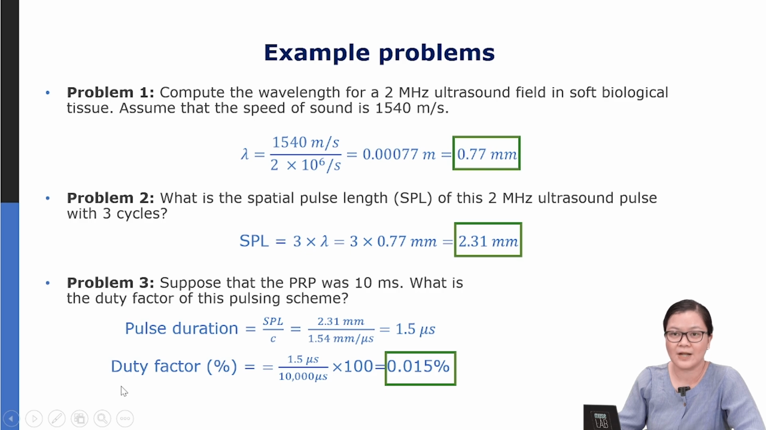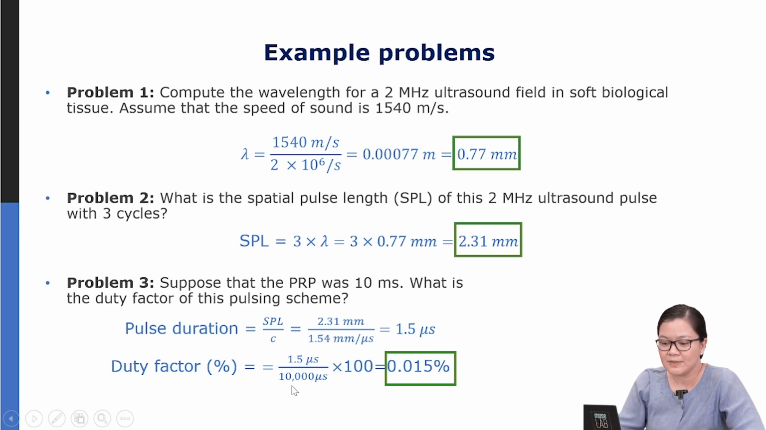Now we would like to calculate the duty factor in terms of percentage. So we also know that the duty factor is the pulse duration, 1.5 microseconds, divided by the pulse repetition period. In the problem, we had expressed it as 10 milliseconds, but now we want to make sure that the microsecond units are both similar in the numerator and the denominator of this expression. And that way we can also cancel out the units, since duty factor is in the form of a percentage.